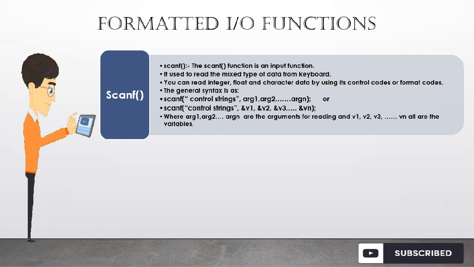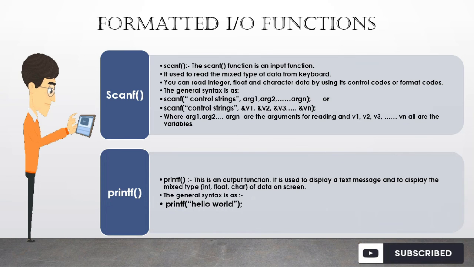The general syntax is scanf("control string", argument 1, 2, till argument n); with a semicolon in the end. Here, argument 1, 2 till argument n are the arguments for reading, and v1, v2, v3, vn all are the variables. Here we can represent both the arguments and the variables.